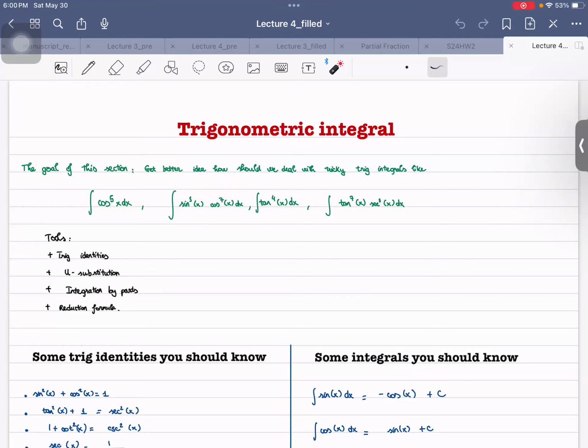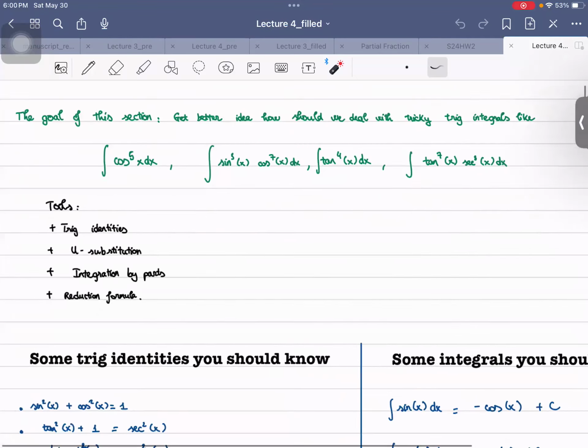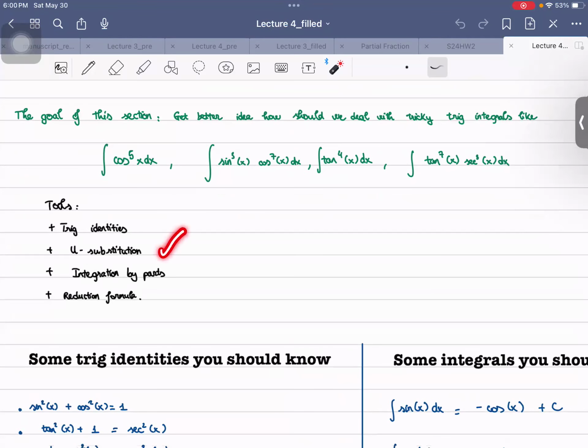So far we have developed two methods to help us find integrals. The first one is the u-substitution method. The second one is integration by parts. If you have no idea about these two things, I recommend you go back to lecture number 1 and lecture number 3 to have an overview, or you can work on the homework problems, so that you have a better idea about these two methods, because we're going to use them to deal with this type of integration.